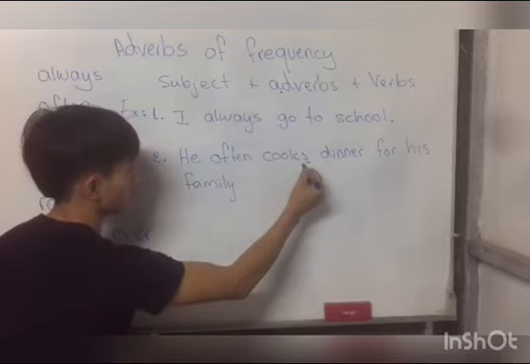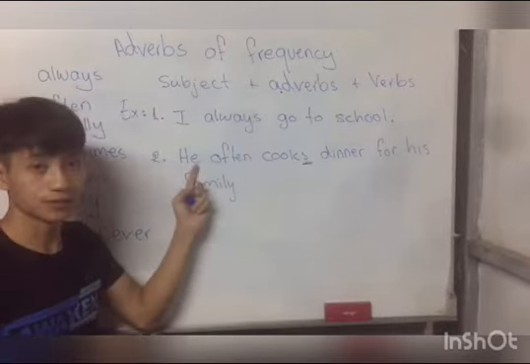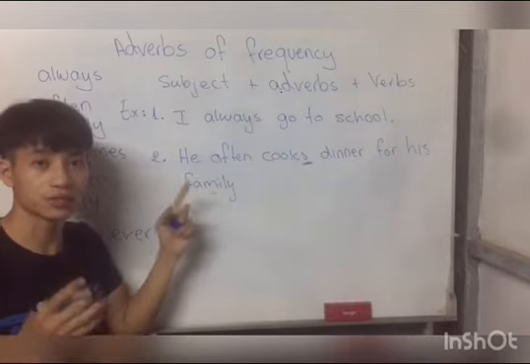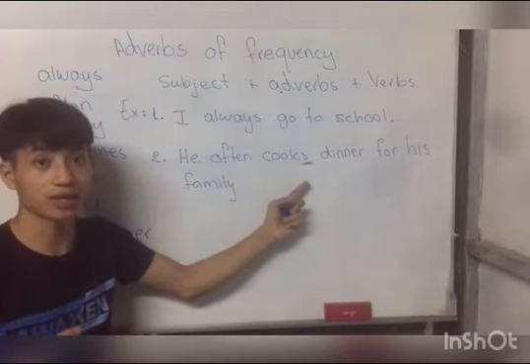Why is there an S here? Because every time we use the third person singular in sentences in the present simple tense, we must add S at the end of the verb.